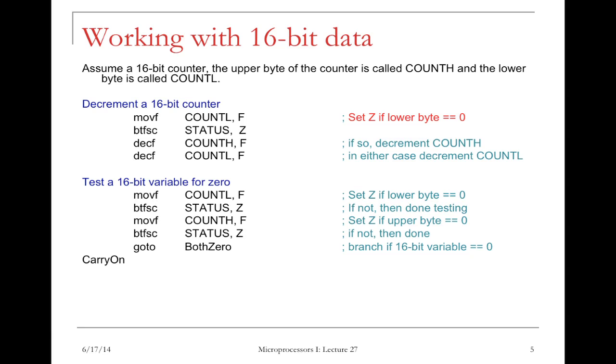The next few instructions are to test whether a 16-bit variable is 0 or not. Let's go through these instructions. First instruction is similar to what we did before. Move F, count L, comma F. This is really doing the testing to see whether this count L is 0 or not. If we have a 0, like in this case, the 0 flag will be a 1.